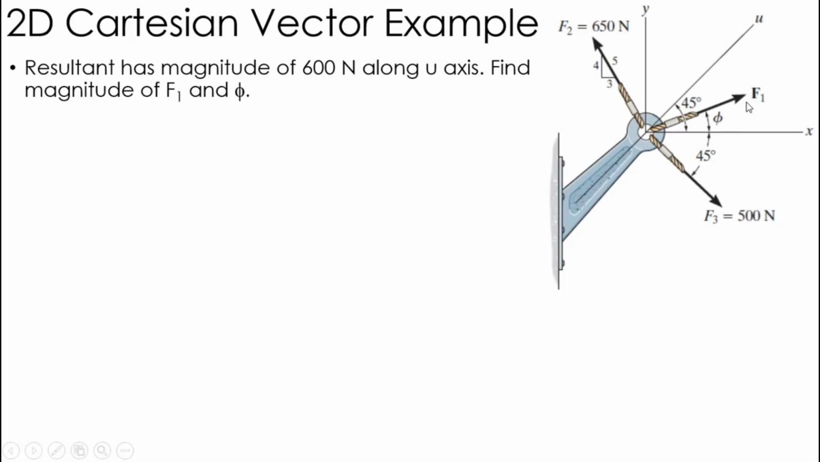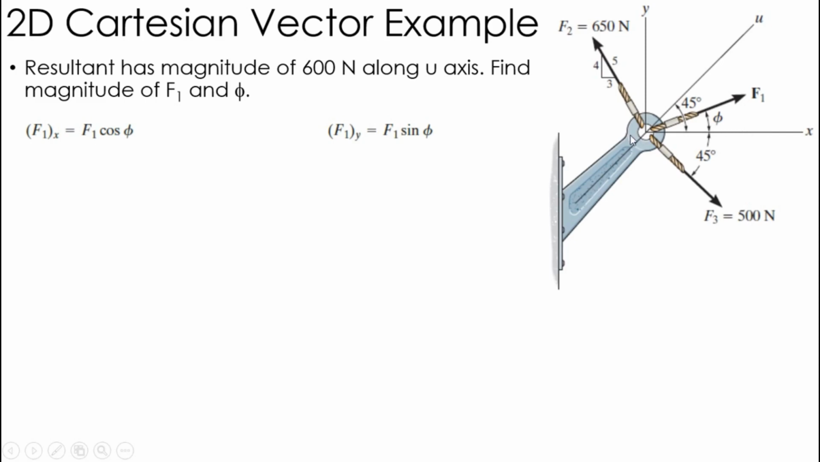Okay, so the first step that we need to do is write each force in Cartesian form. That is, find the x and y components of each of the three forces as well as the resultant force. My unknown force is actually F1, and it's at an angle of phi from the x-axis. So I have F1 cosine phi in the x direction, since it's adjacent to the x-axis, and F1 sine phi in the y direction, since it's opposite of that phi.